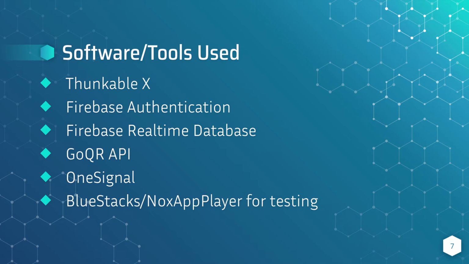I also used the coqr API, which is used to uniquely generate the QR code for each user. In order to send push notifications to users who may have been potentially exposed, I used OneSignal, which is a push notification service. In order to test my app, because I don't have an Android and I wanted to use multiple devices because in the real world there would be multiple people using this app, I used two different Android emulators, BlueStacks and Nox App Player, for testing my app.